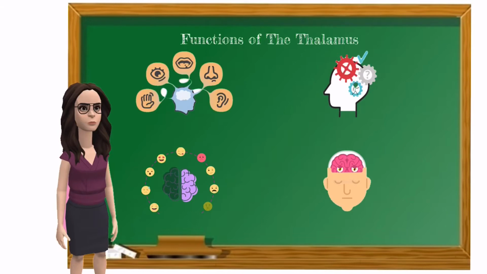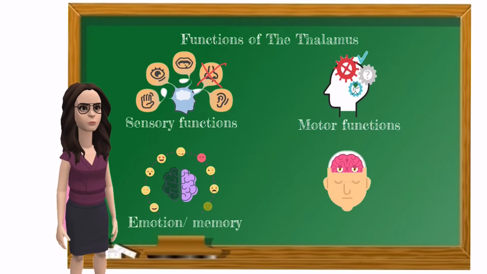The thalamus has numerous connections to many parts of the brain, so it has several different functions, including sensory function, as it is the relay station for all sensory information except olfaction; motor function, because it connects the cerebral cortex with the basal ganglia and cerebellum; emotion and memory, as it is connected to the limbic system; and it also contributes to the sleep and wake cycle.